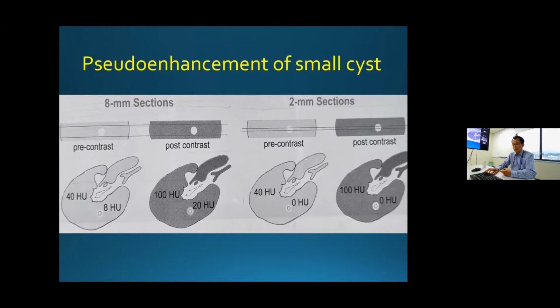This contrast enhancement is also influenced by the thickness of slices. Thinner section slices make this Hounsfield measurement better. As you see here, there's a 20 Hounsfield unit, but when you make a thin slice, it's a zero. This is called pseudo enhancement because of overlying density, partial volume averaging, we call it. So there is a lot of such things.